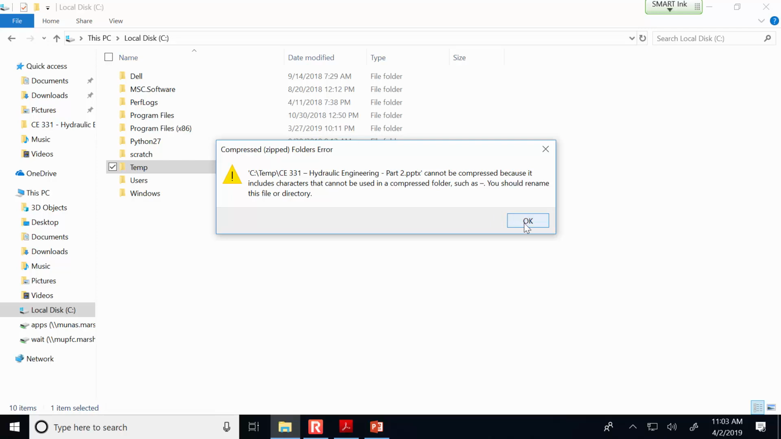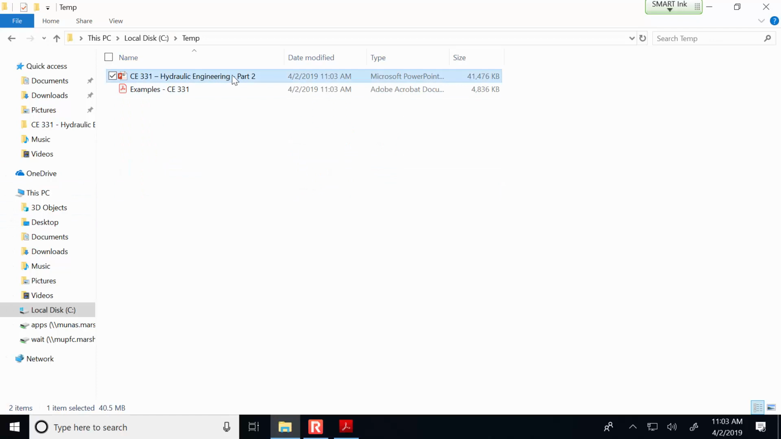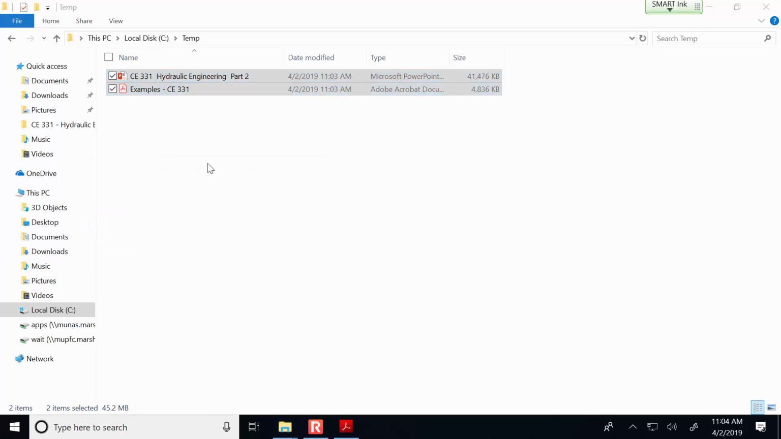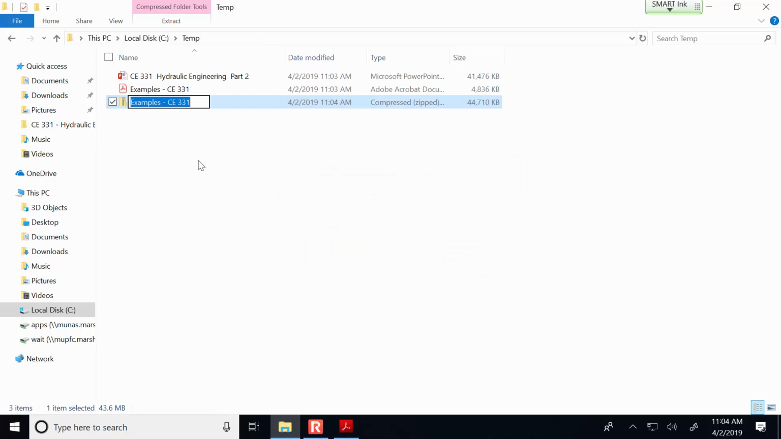You won't get these error messages on exam day. Oh, it doesn't like the dash. So let me close this. Okay, so take away the dash. All right, let's see. I'll highlight these two, right-click, send to compressed folder, and then this would be the single one that you upload for the exam.